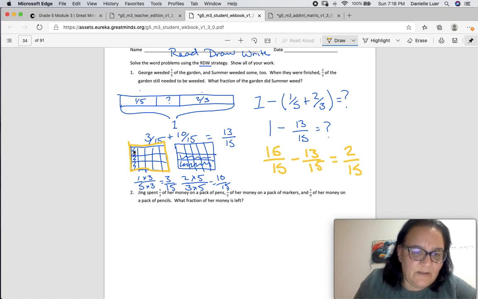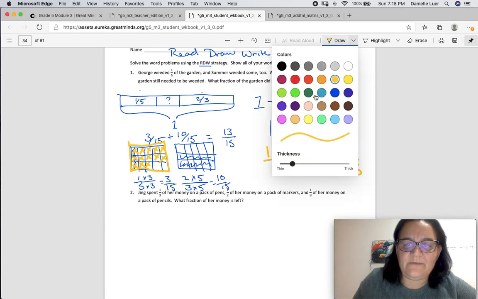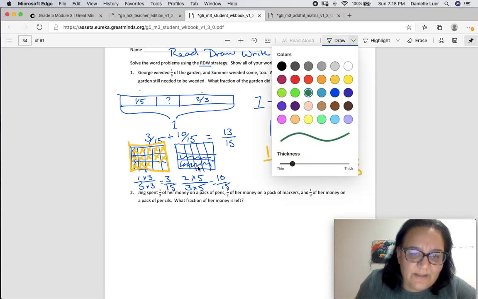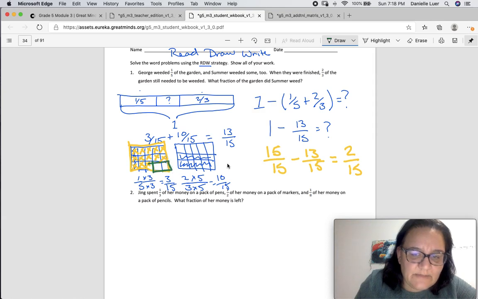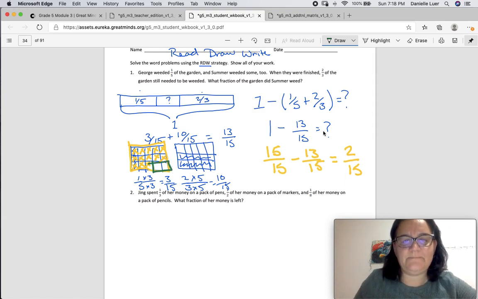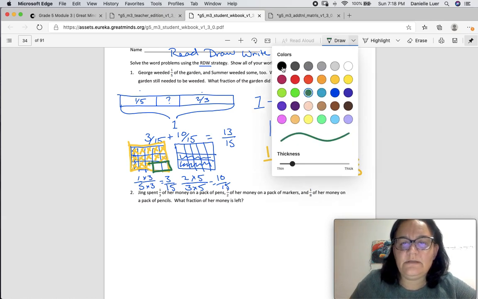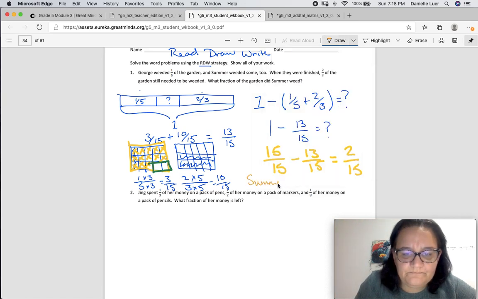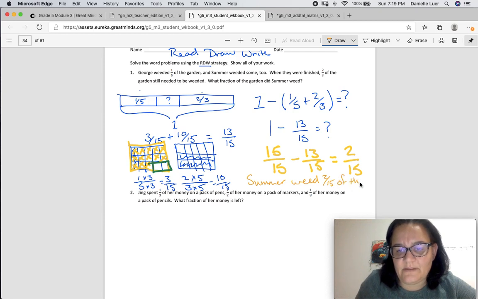Okay, so let's try that. 1, 2, 3, 4, 5, 6, 7, 8, 9, 10, 11, 12, 13. What am I left with? I'm left with this section right there, which is 2/15. Okay? So my answer is Summer weeded 2/15 of the garden.